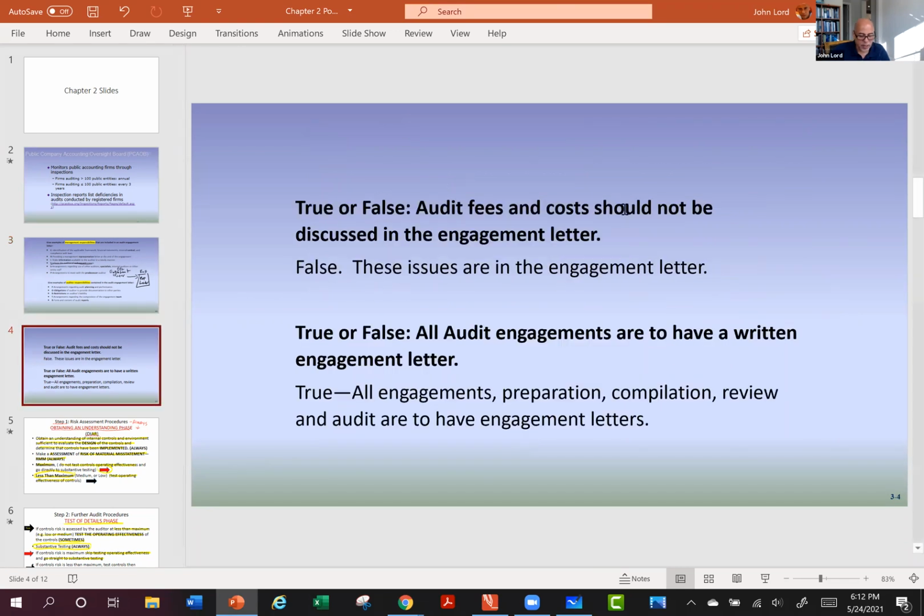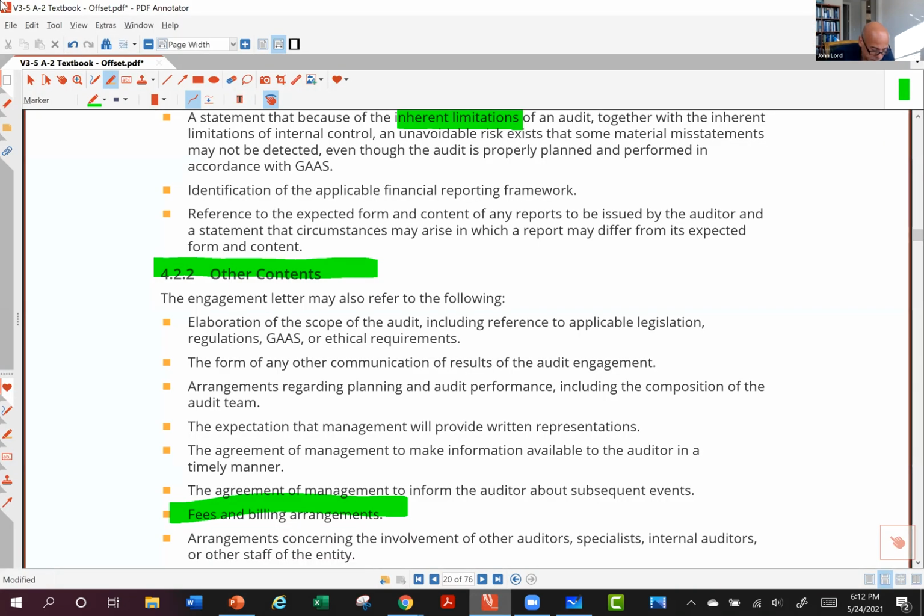And then you've got this one, which is a true or false flashcard. True or false, audit fees and costs should not be discussed in the engagement letter. You know that's false. I just showed you that in the outline. True or false, all audit engagements have to have a written engagement letter. That's true. Okay, good. Let's go back to the outline.